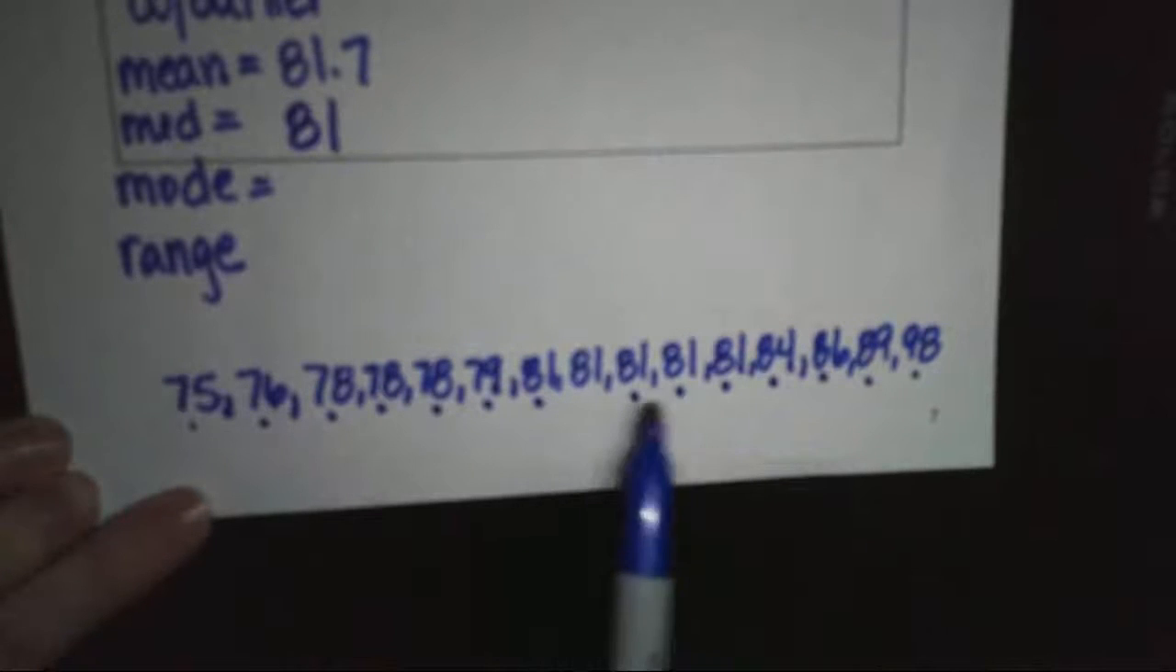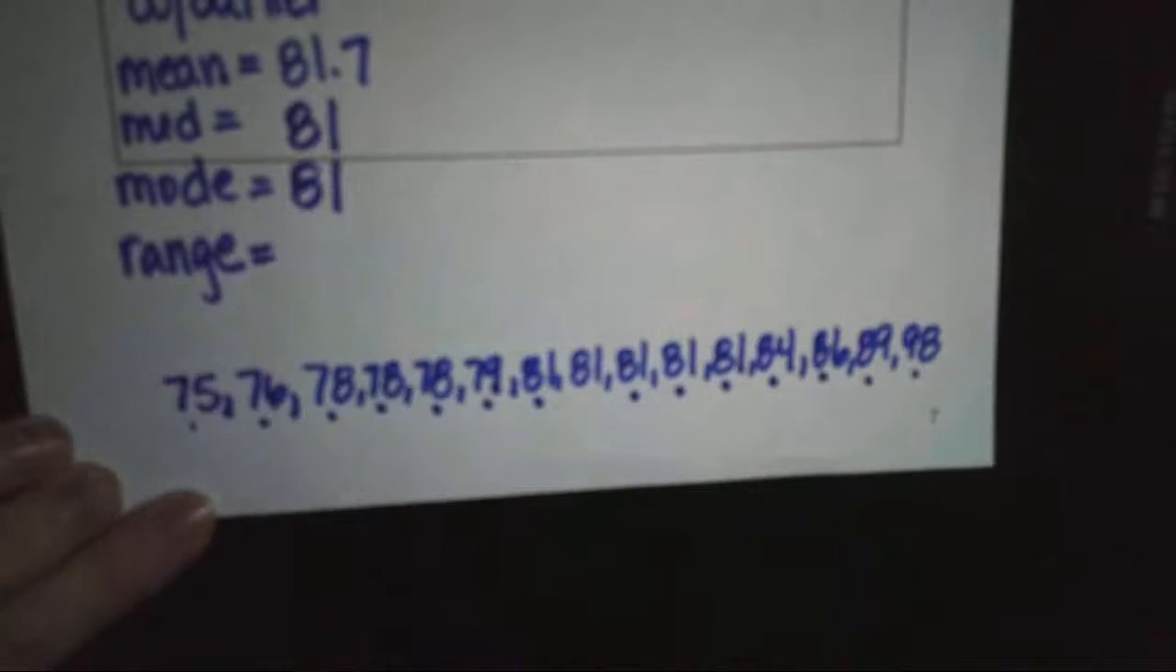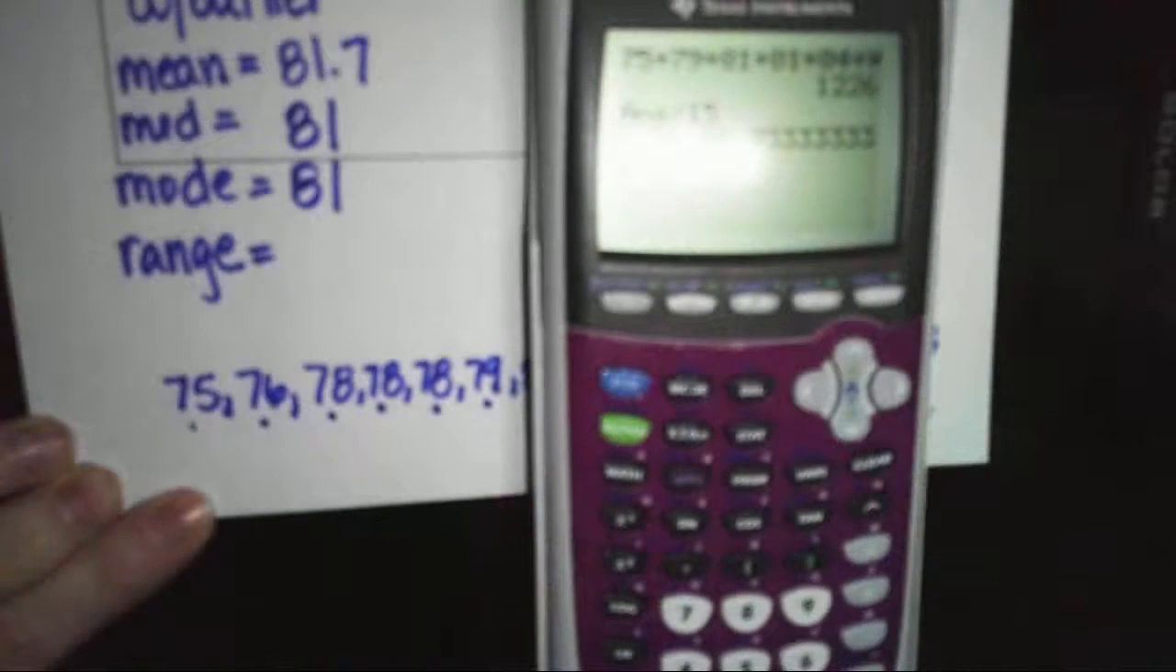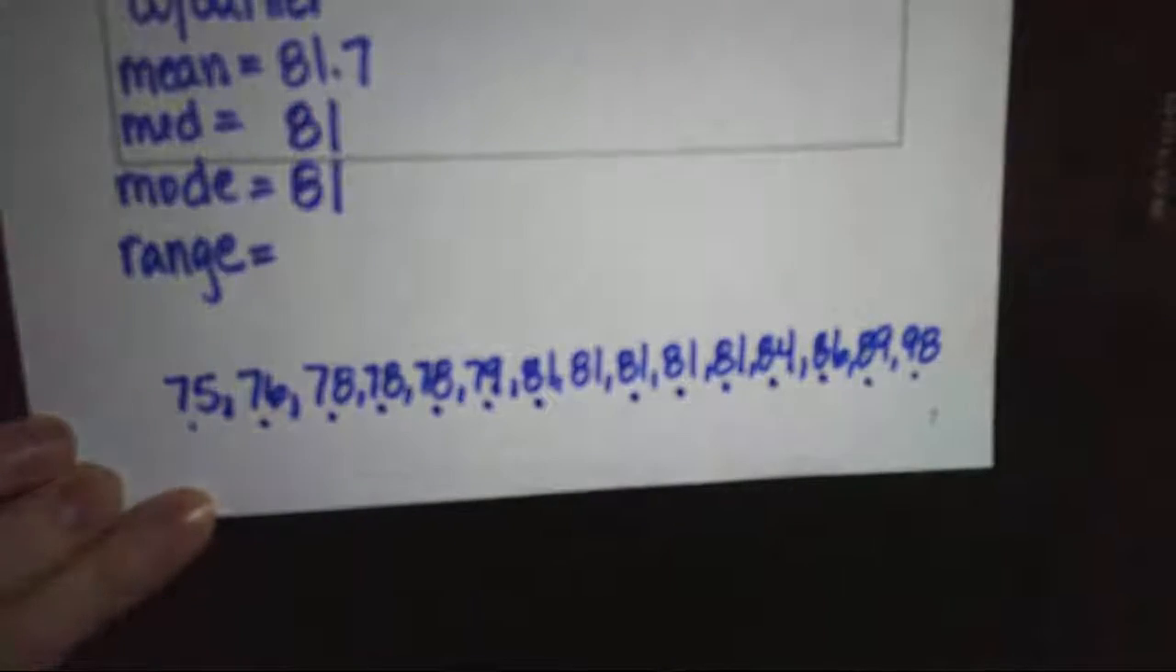Okay, my mode, since I have five of them, is definitely 81. And then my range is the largest minus the smallest, so 98 minus 75. My range would be 23. All right, now let's check it out without the outlier.